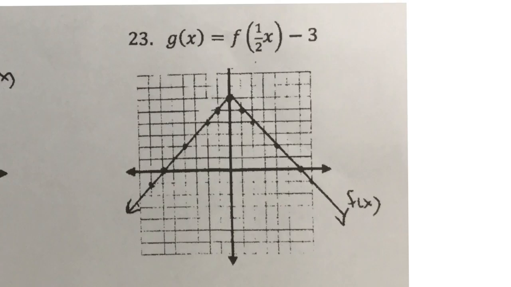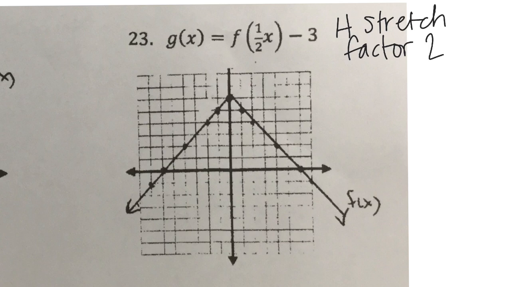Okay, and the last one, number 23, f of 1/2 x minus 3. This is a horizontal because it's inside, and the factor is the reciprocal, 2. So it's a horizontal stretch, factor of 2, followed by a vertical translation down 3. We're going to do the horizontal stretch factor of 2.